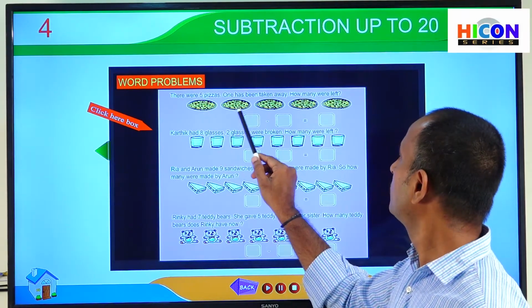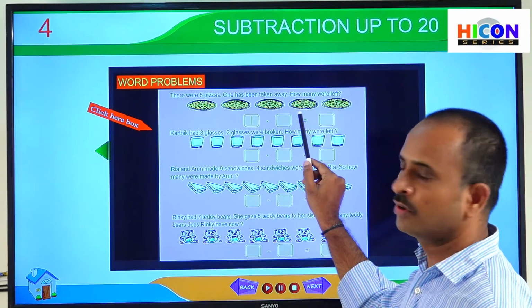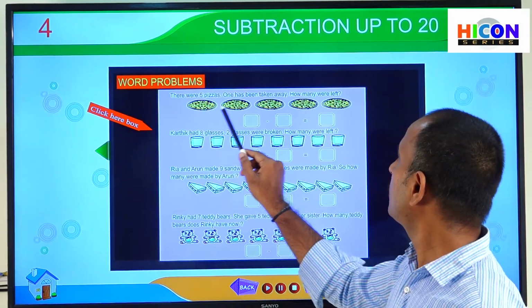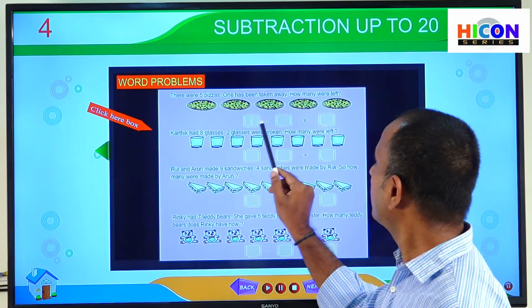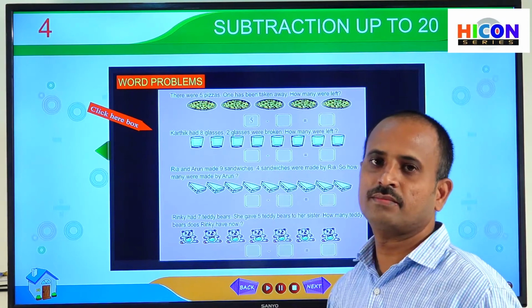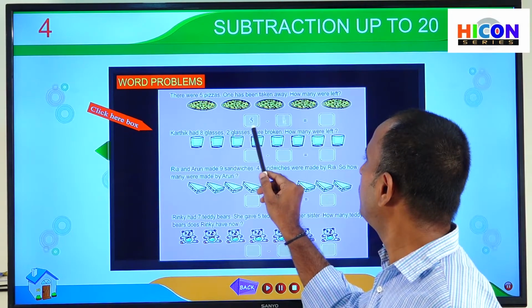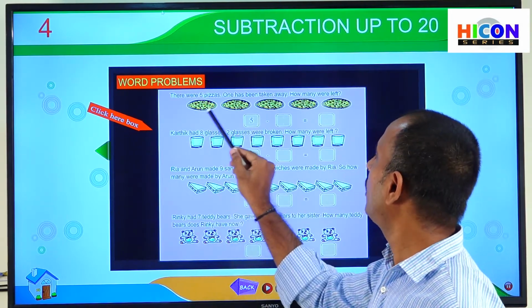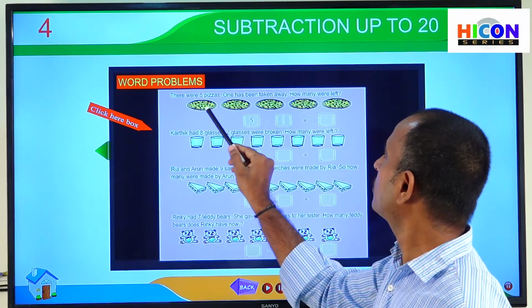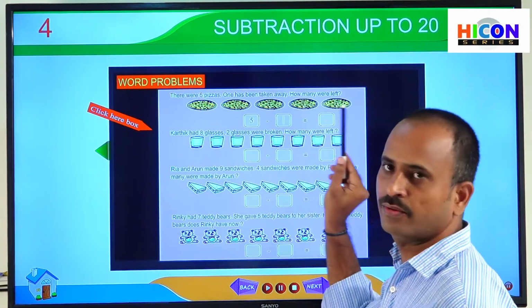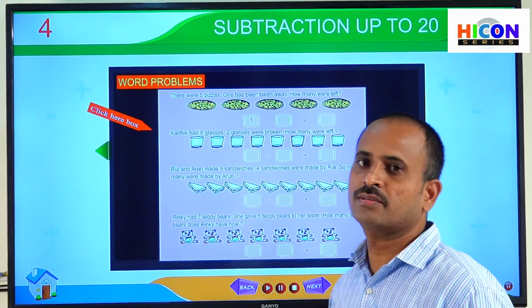1, 2, 3, 4 and 5. So there are total 5 pizzas. So write 5 in this box. So here in every subtraction, the first number represents total number of objects given. Here the total number of pizzas given are 5. So write 5 in the first box.